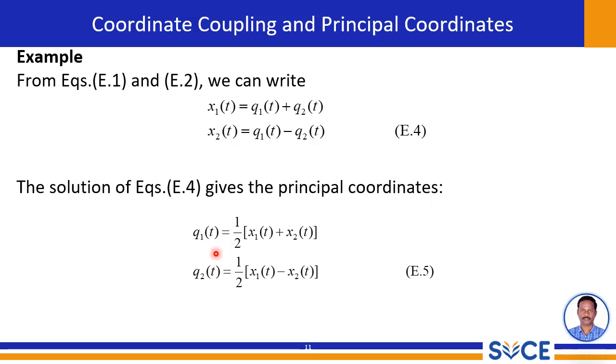The q1 of t is equal to one half of the sum of x1 of t and x2 of t, while q2 of t is equal to one half of the difference between x1 of t and x2 of t. These equations are key to unlocking the principal coordinates. They allow us to transform our original coupled coordinates into a new coordinate system that represents independent modes of vibration. This transformation simplifies the analysis of the system because we can now study each mode separately.